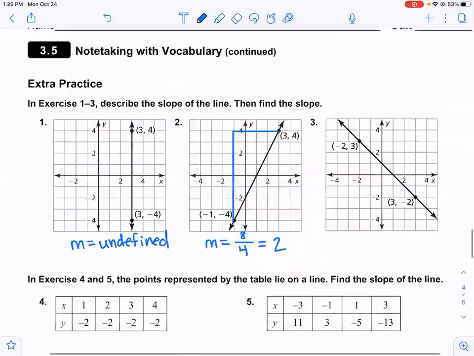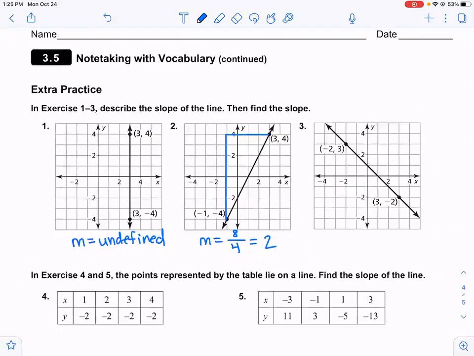Now I need eyes up here. Eyes up here. Still waiting for you. We don't need whiteboards right now. They can be put away.